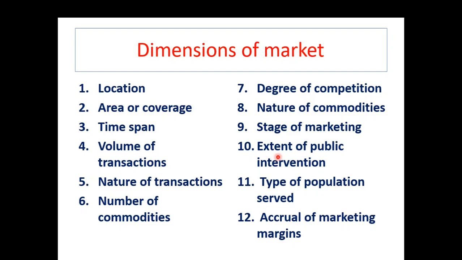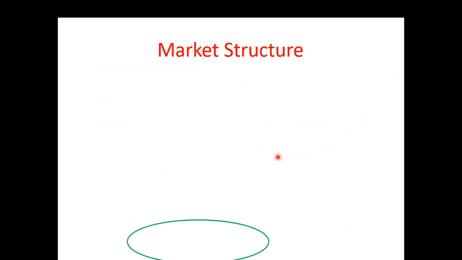Then the type of population, that is, who is the population who come to the market. For example, it can be higher class, middle class, rural class, artisans, or people who own vehicles, as in a vehicle market. Then accrual of marketing margin. The wholesale market accrual is different, and the retail market accrual is something different, right? In this manner, the market dimensions can vary. Is it clear? Now, coming to the next, we are dealing with market structure.